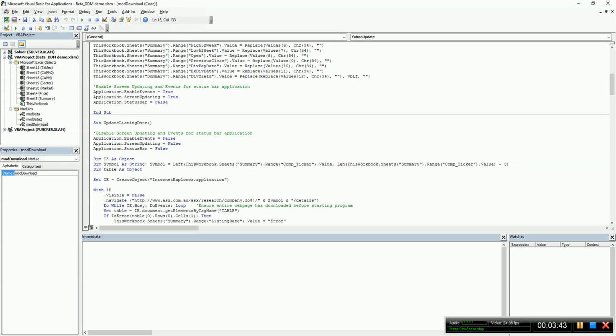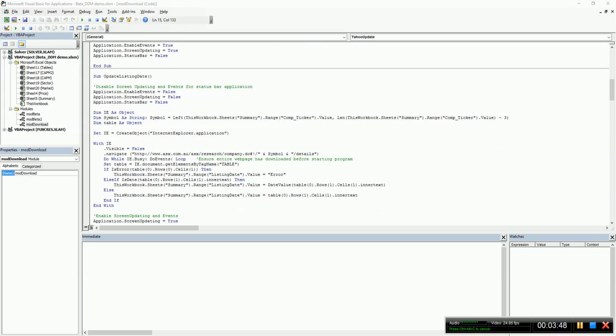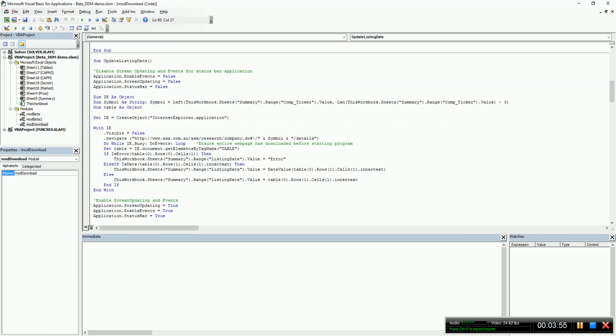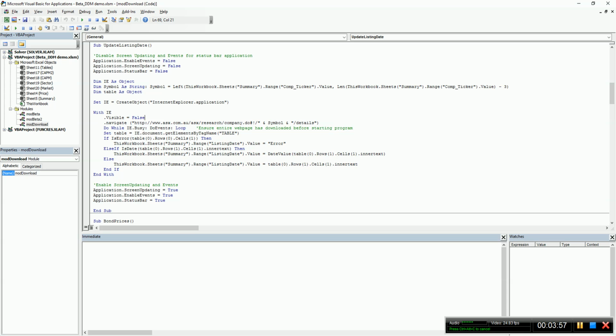Update listings date. This bit of code just downloads the date the stock was listed on the ASX. I haven't actually incorporated it into this version of the spreadsheet, but if you like, you can modify the spreadsheet and incorporate that.